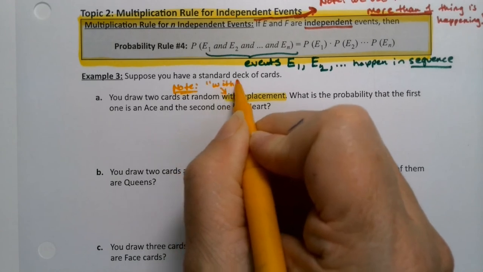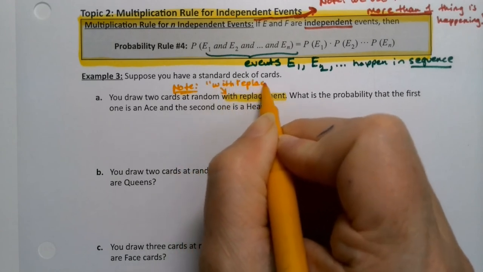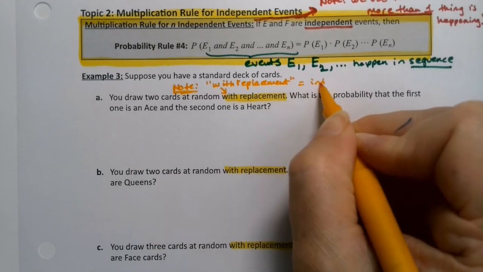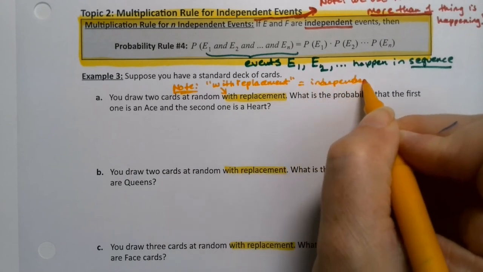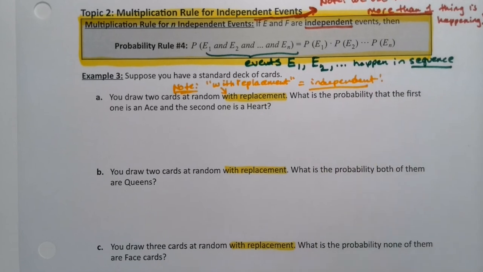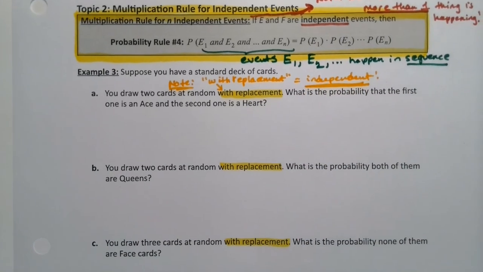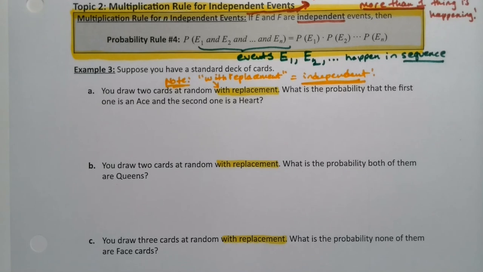With replacement will mean it's independent, which we need in order to be able to use this rule. And again, that's the only rule we are going to learn for multiple events. Well, other than the last rule, which we'll talk about later.